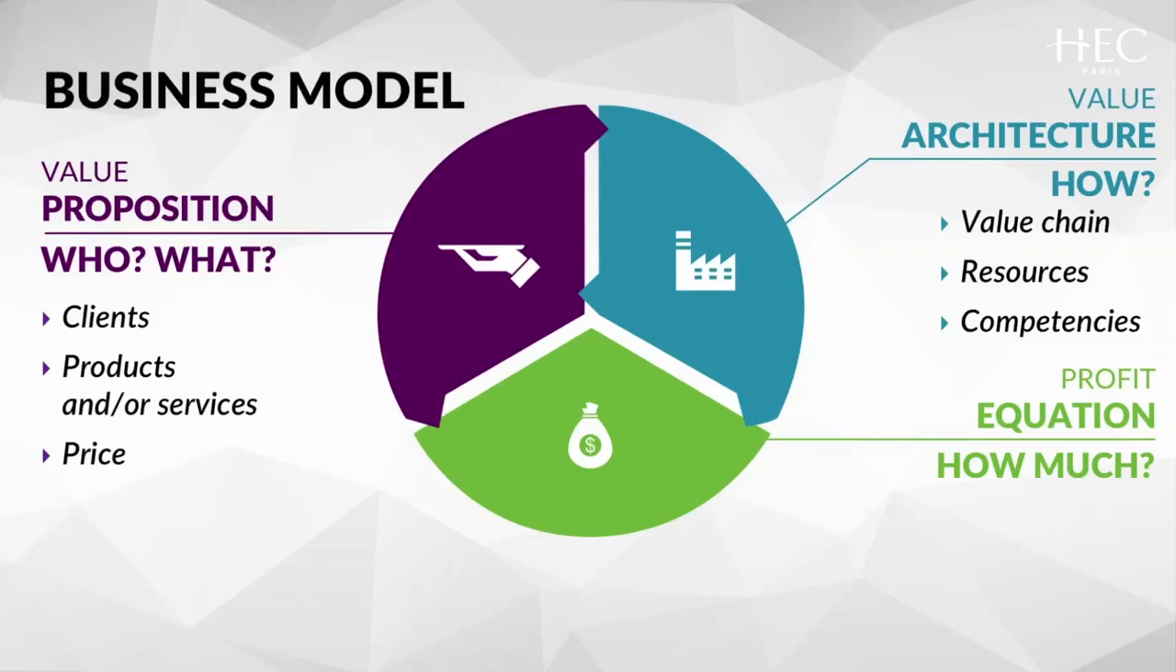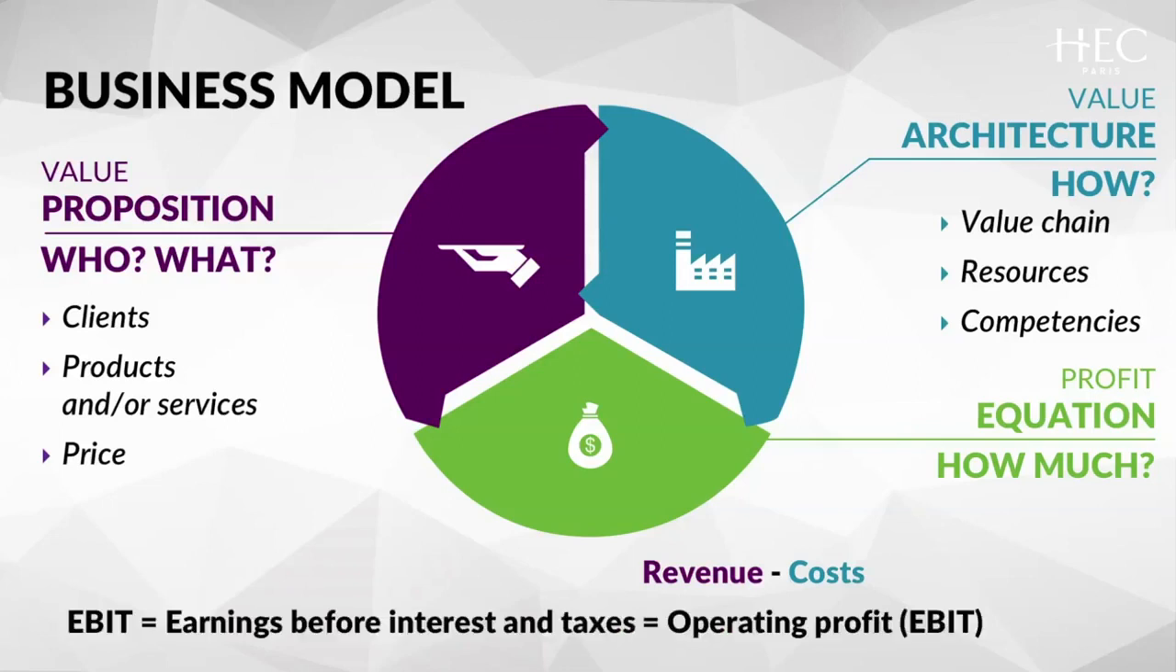You remember from the previous video that the value proposition explains the revenue part of the profit equation and that the value architecture defines the cost and the level of capital employed. Now that you have a general understanding of the profit equation, let's dig into the details. Let's first subtract costs from the revenue. We get the operating result, also called earnings before interest and taxes, the well-known EBIT.